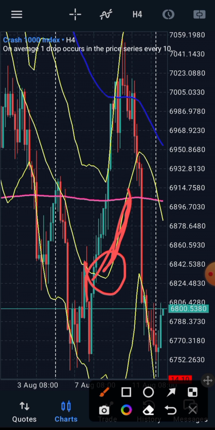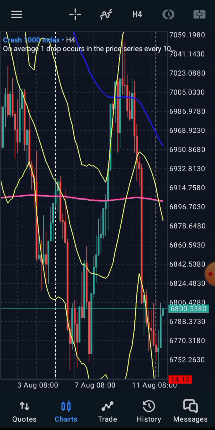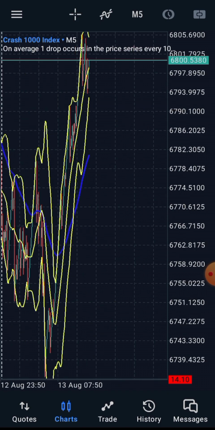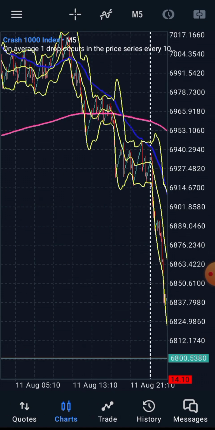So now when you see this on the higher time frame, let's say the candles are above the period 20 on the higher time frame, we head down to the lower time frame of the 5 minutes. Now, what do you want to see on the lower time frame?